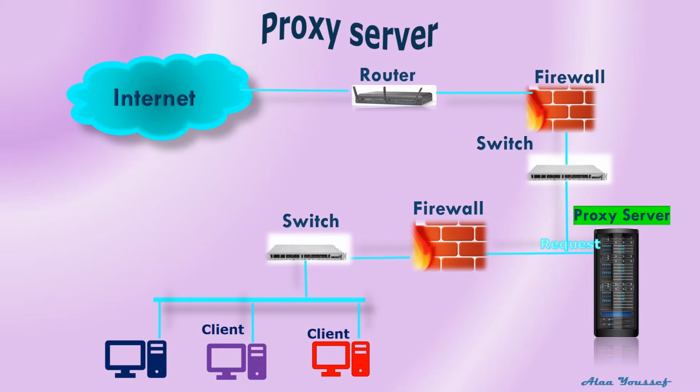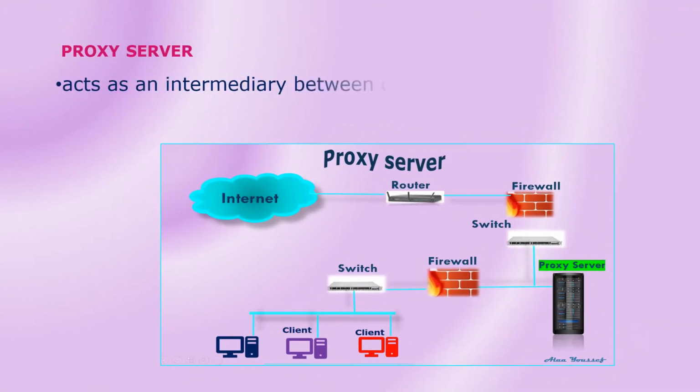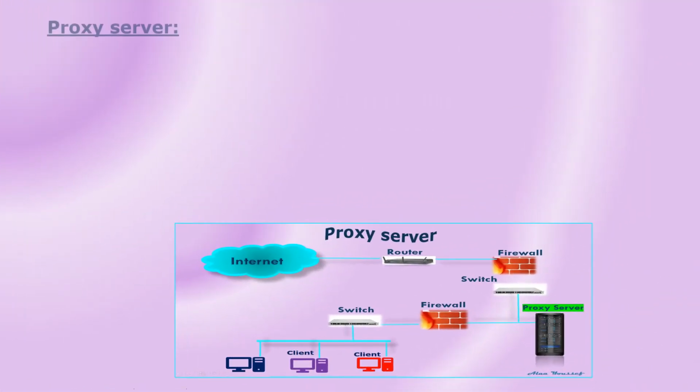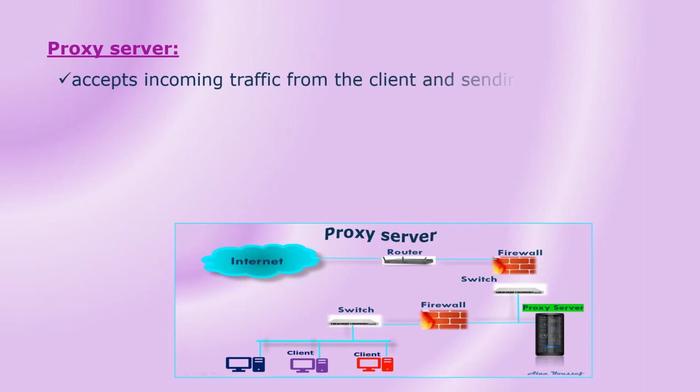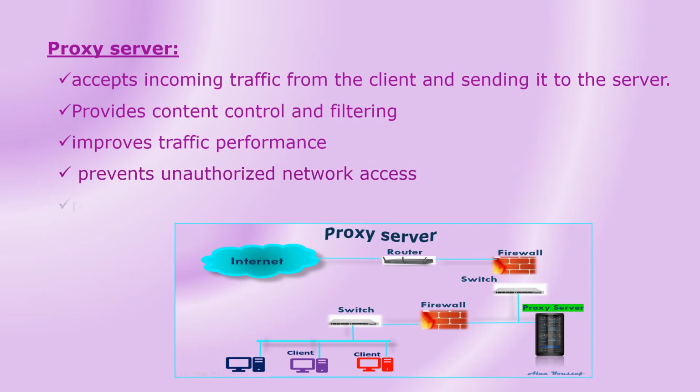Proxy server is another example. A proxy server acts as an intermediary for requests from clients seeking resources from other servers, used as a buffer between wide area networks and local area networks. It accepts incoming traffic from the client and sends it to the server. It provides content control and filtering and improves traffic performance. A proxy server prevents unauthorized network access, where it routes the traffic over a large and complex network.